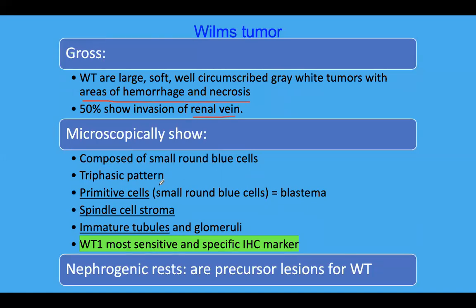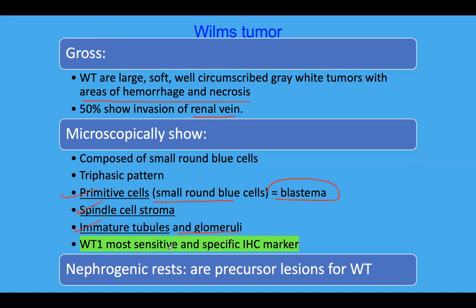it has a triphasic pattern characteristically, but we may see variations like a biphasic or even monophasic pattern. Now in the triphasic pattern, the classical pattern, most Wilms tumors present with primitive cells, which are monomorphic small blue round cells, also called blastemal cells. Spindle cell stroma or mesenchymal element may be seen, and we may see some epithelial elements like immature tubules and abortive glomeruli. So we have the blastemal component, spindle cell component, and epithelial component.